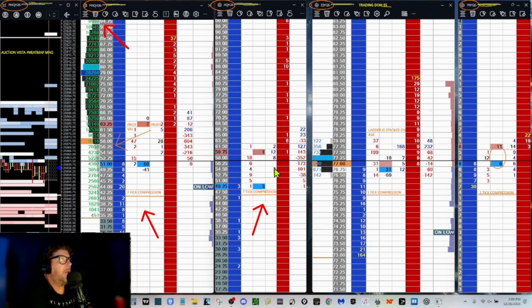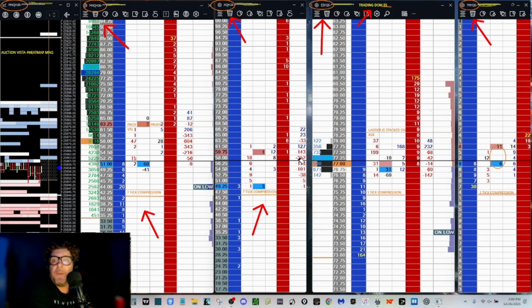Then if I move over, you can see this is NQ here, and we've got ES here. This is theoretically the trading DOM, and then I have the Dow. We're going to watch these for correlations to see if they move in sync.